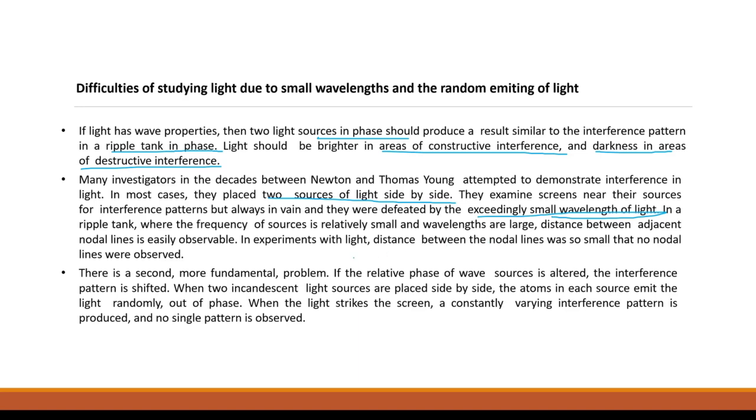In a ripple tank, where the frequency of sources is relatively small and wavelengths are large, the distance between adjacent nodal lines is easily observable. In fact, when we saw pictures of it, very clear, they come out easily observable. And so when it shifts, we can see it very well too. With the experiments with light though, the distance between the nodal lines was so small that we can't even observe the nodal lines.